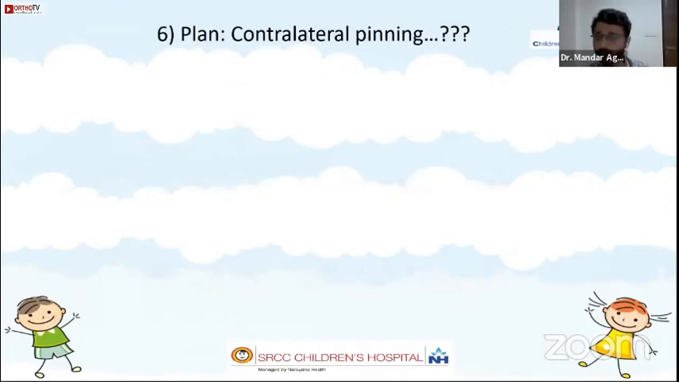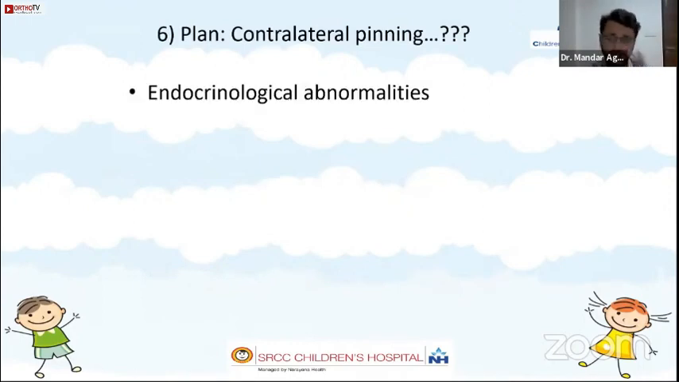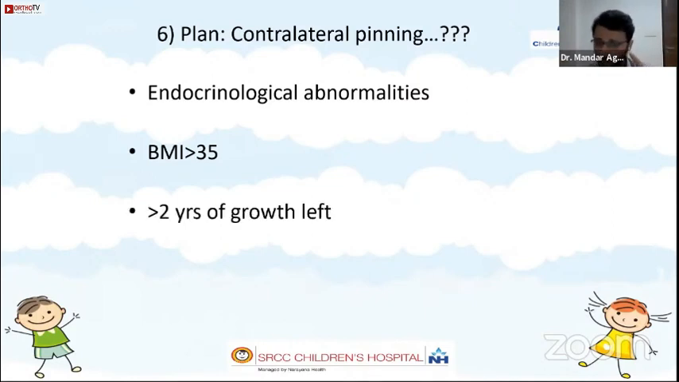Is there any role for contralateral pinning? The indications for contralateral pinning are these specific indications. One is if the child has endocrinological abnormalities. Second, if the child is very obese. The Western standard is about 35; probably in India, the BMI should be lesser, about 30 to 35. Third, if the child has more than 2 years of growth left.